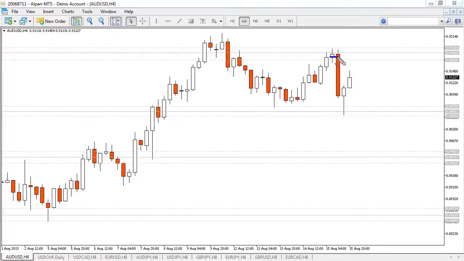So this is the open of the indecision candle. When it's not too far away, I use the wick. Not too far away is roughly 10 to 20 pips, depending on the pair. On AUD USD, 10, 15 pips away. If the lower wick's around 10, 15 pips away, I'll just use the lower wick as an entry trigger.